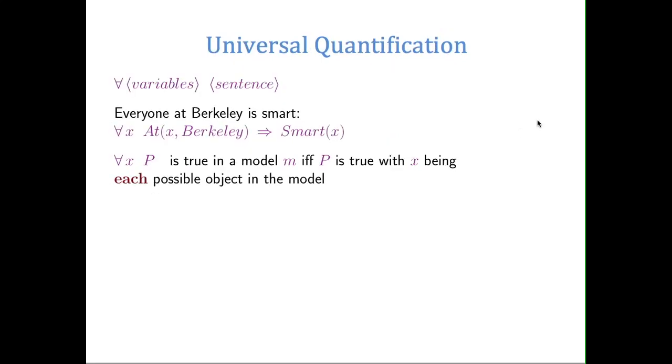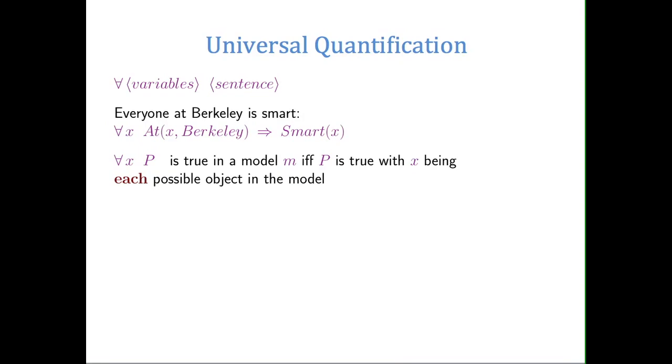So now we can start looking at how to start writing first order logic expressions with which we can work. And to do that, we're going to need a couple concepts: universal quantification and existential quantification. So syntactically, universal quantification has the for all symbol plus a list of variables to which it applies and some sentence. So for example, and this probably isn't true, but everyone at Berkeley is smart could be represented as for all x, at x Berkeley implies smart x.